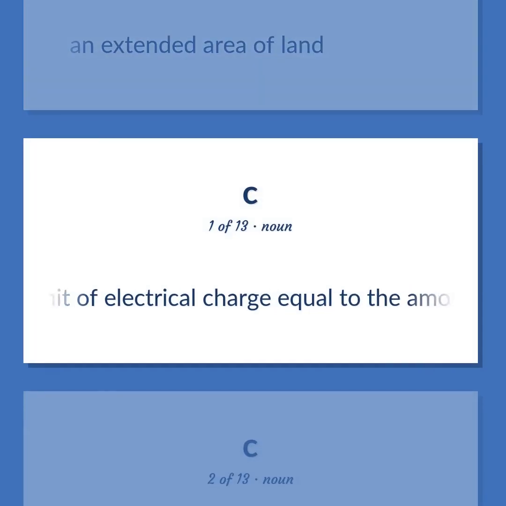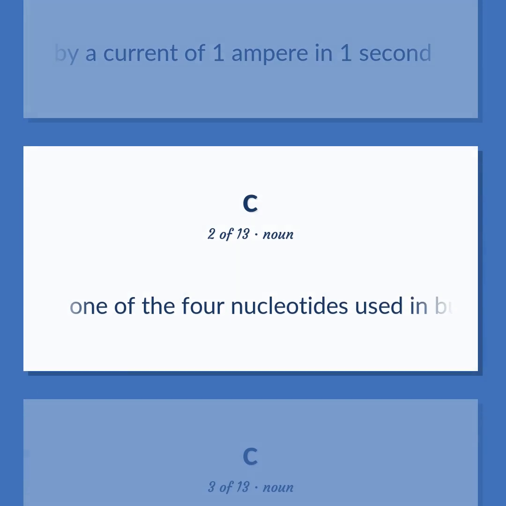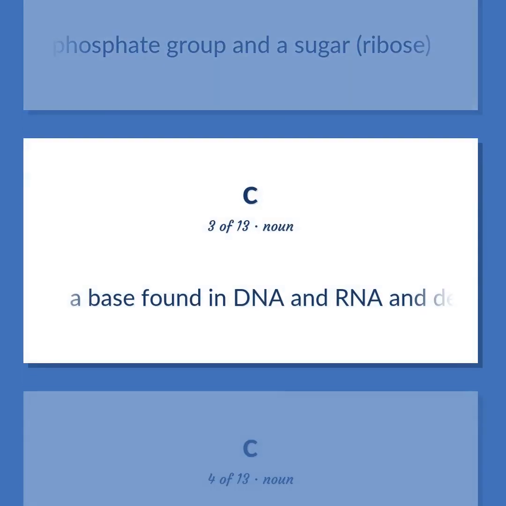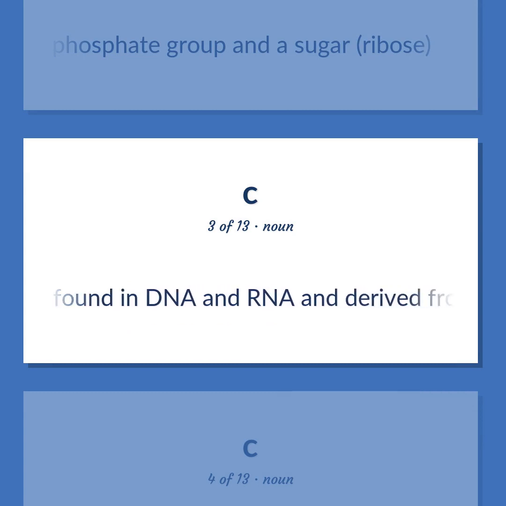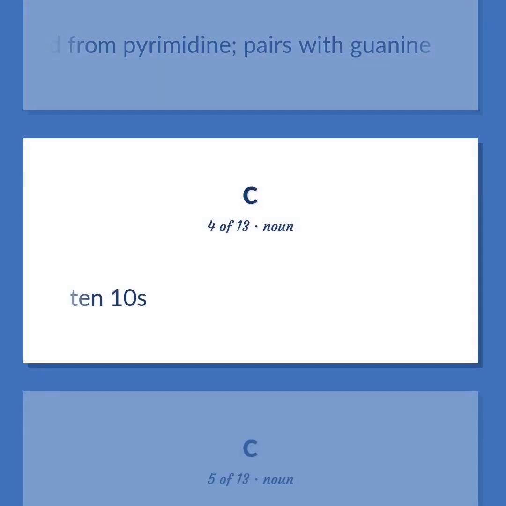A unit of electrical charge equal to the amount of charge transferred by a current of 1 ampere in 1 second. One of the four nucleotides used in building DNA. All four nucleotides have a common phosphate group and a sugar, ribose. A base found in DNA and RNA and derived from pyrimidine, pairs with guanine. 10 tens.